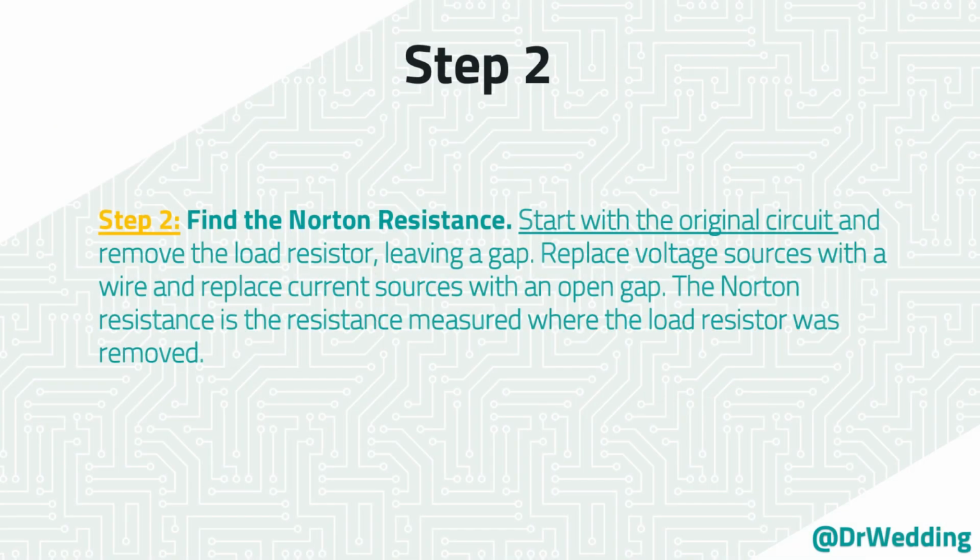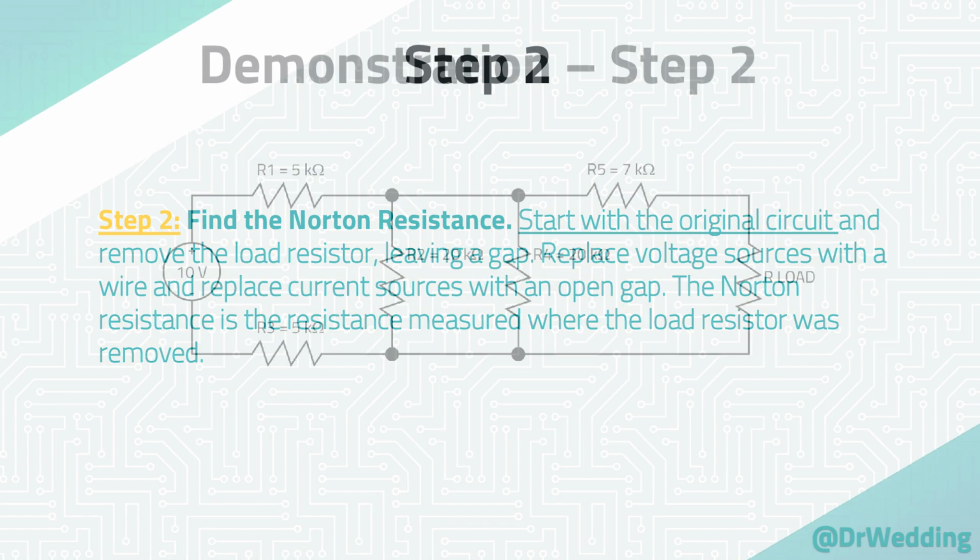Step 2. Find the Norton resistance. Start with the original circuit and remove the load resistor, leaving a gap. Replace voltage sources with a wire and replace current sources with an open gap. The Norton resistance is the resistance measured where the load resistor was removed. If this step sounds familiar, it should. It is the exact same way you find the Thevenin resistance.